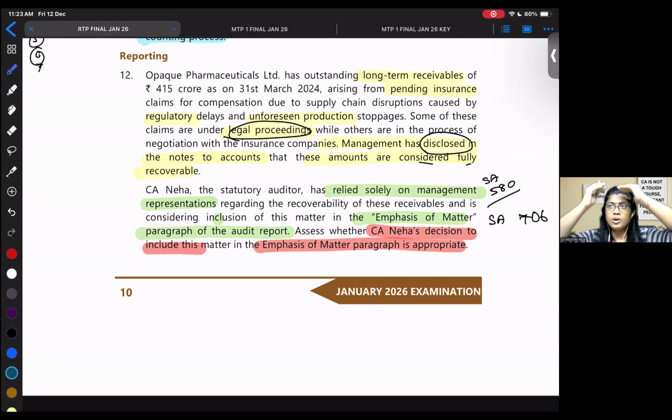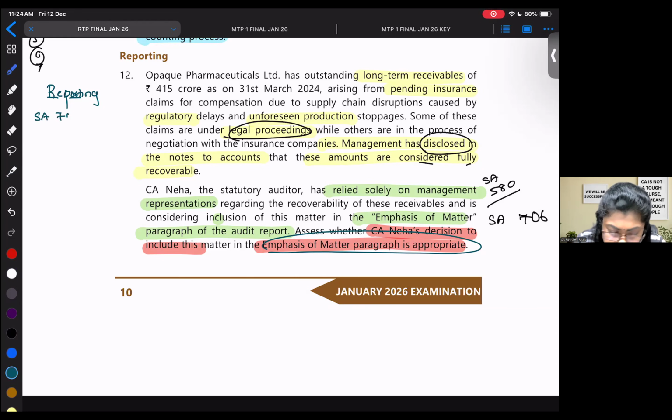Whenever you read a question, presentation should come to your mind. First, can you put a heading? Any heading you can put: Reporting. Can you say first which standard you will elaborate? They asked about emphasis of matter paragraph, right? So, very good. As per SA 706, emphasis of matter paragraph, other matter paragraph.